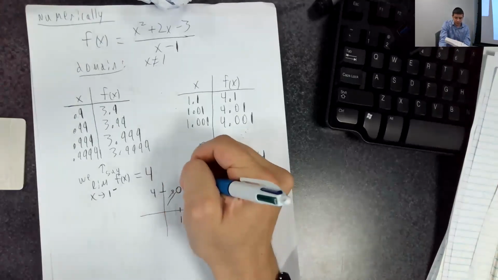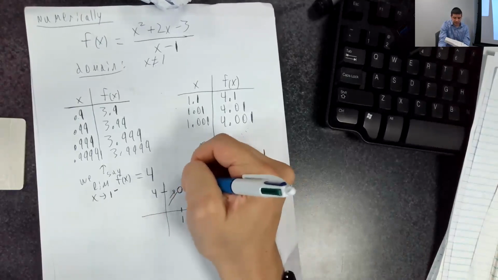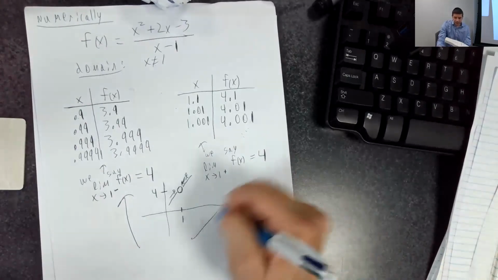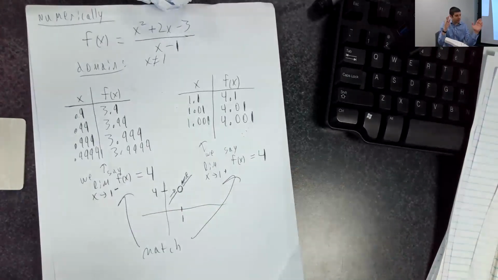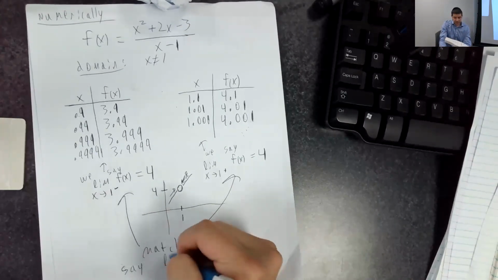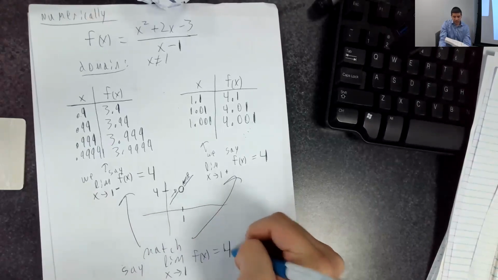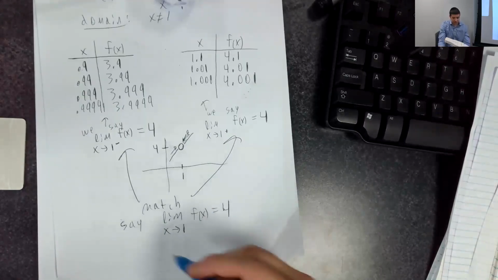What I mean by approaching 4 is when you move this way. So again, you should think of this hiker walking on the graph. He's going to fall. Now, what does it mean? Notice how they match. Left and right match. So we say that the limit as X goes to 1 of f of X is equal to 4. That's if they match.